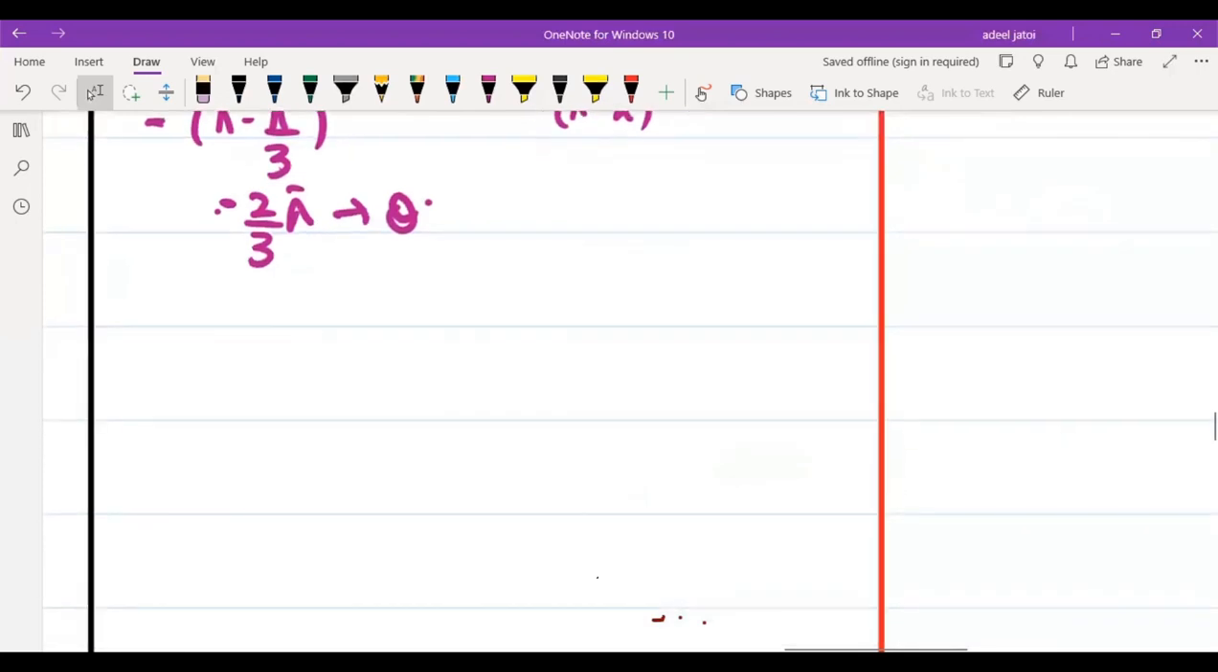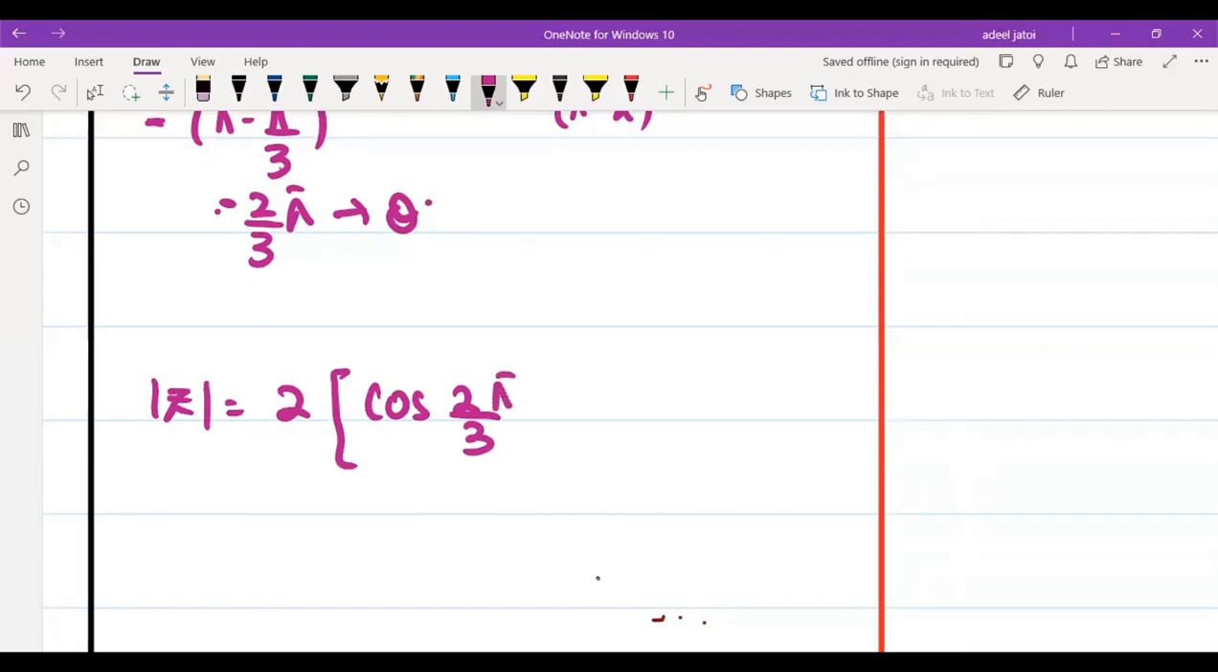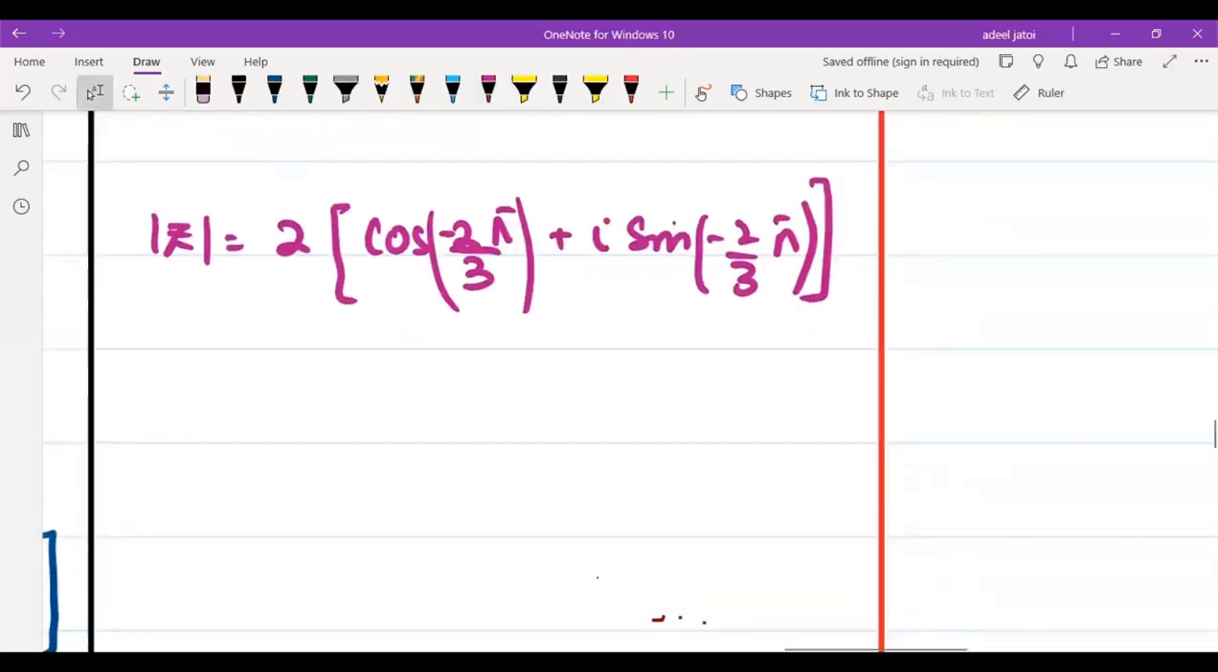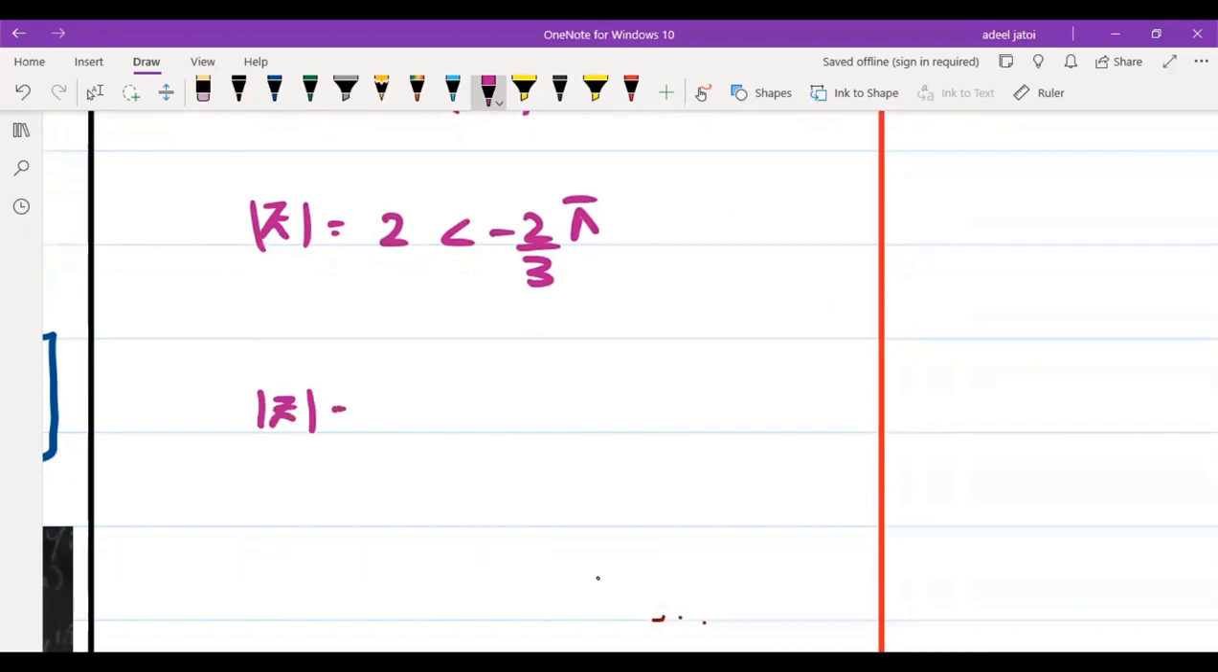Now, if I just want to put down the values, the trigonometric form will be 2 cos 2 upon 3 pi, but since this is negative, we write down negative, plus iota sine minus 2 upon 3 pi. So this becomes your trigonometric form. Then we have the polar form as 2 angle minus 2 upon 3 pi. And then we also have the exponential form, which is 2 e to the power iota 2 upon 3 pi. But obviously this is negative, so we'll write this in brackets.